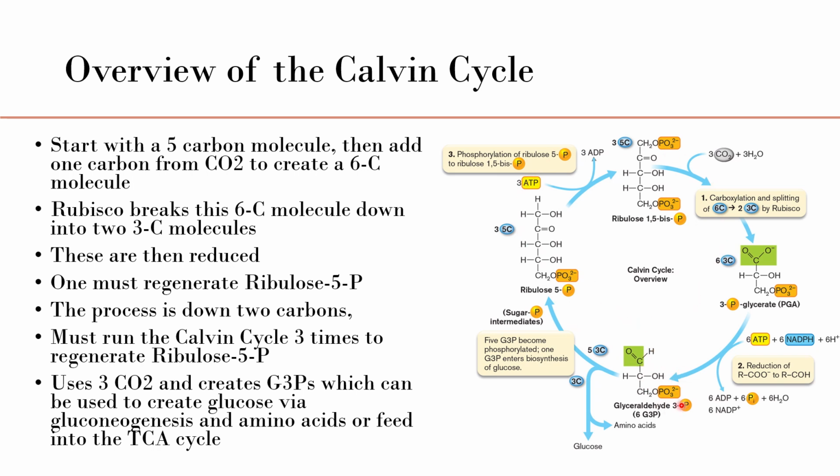However, this is a 3-carbon molecule, and ribulose 1,5-bisphosphate is a 5-carbon molecule. So we are down 2 carbons. We need 2 more carbons to be able to regenerate and keep redoing this whole cycle. So every single time we do this, we have to run it 3 times. You see here, there's actually 3 carbon dioxide molecules entering. When we run the whole Calvin cycle 3 times, then we are able to regenerate the 5-carbon molecule that we need, the ribulose 1,5-bisphosphate, to keep the whole process going.